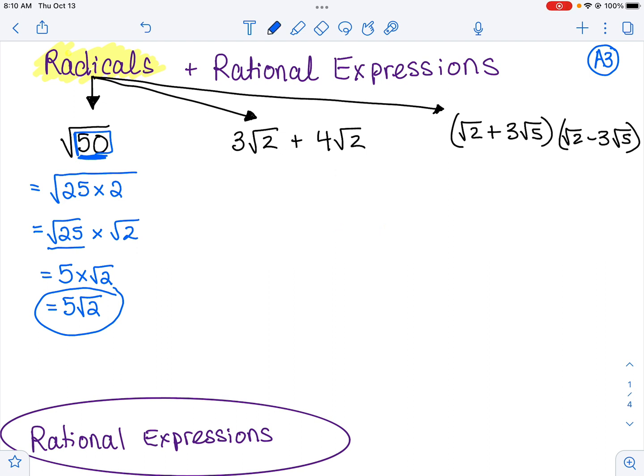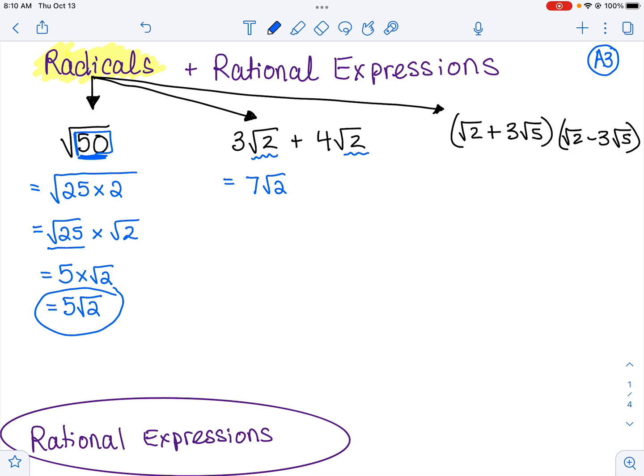Okay, and then here's how we add radicals. It turns out we can only add them if they have the same radicand. These both have a radicand of 2, so we can just do 3 plus 4 is 7 root 2. It's almost like adding like terms, like 3x plus 4x is 7x. If they don't have the same radicands, then we can't do anything.